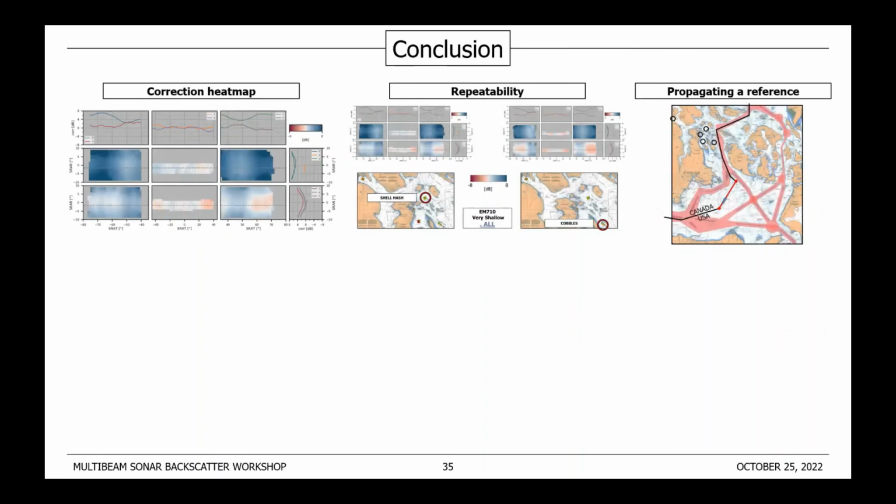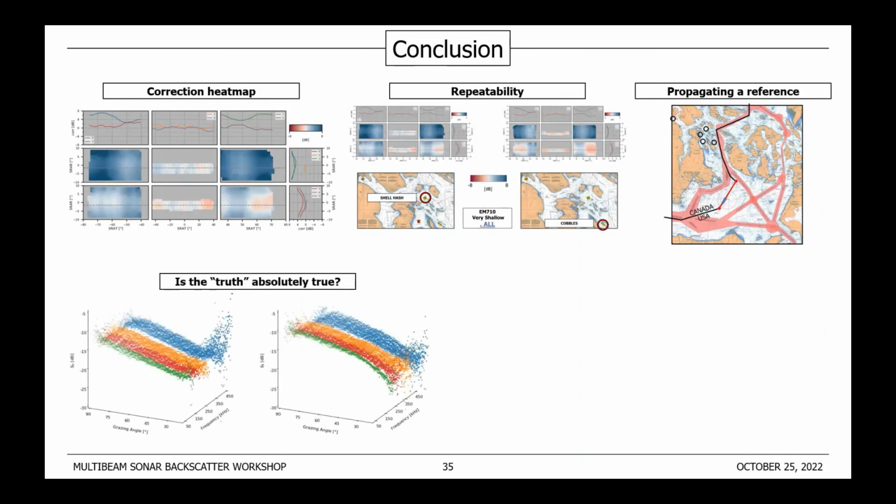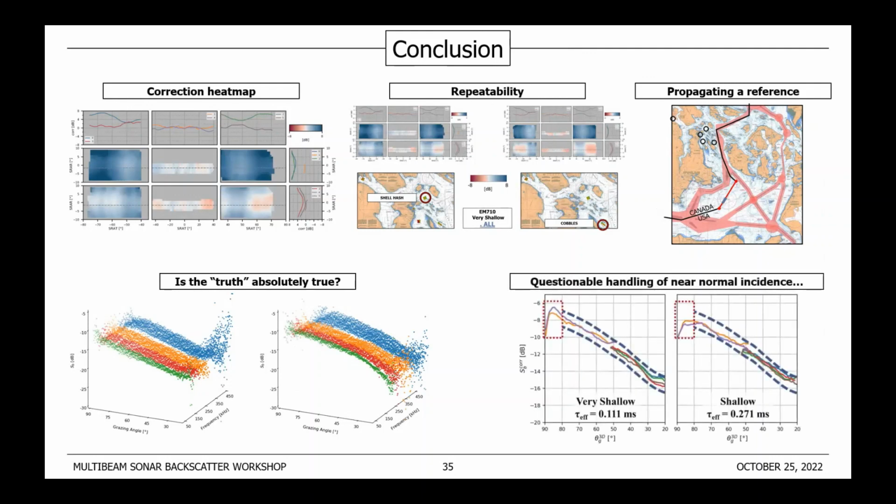To conclude, we think we have developed, in general, a viable method to achieve calibration of multi-sector, multi-swath systems. Still, and addressing this community, I think a few issues remain which we will try to tackle together. For instance, how could we obtain more reliable reference data, and how could we solve this insonified area issue at near normal incidence geometries.